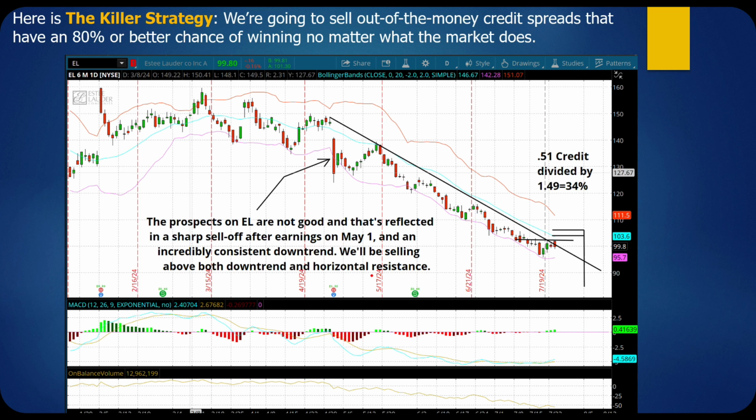So here's another one. This is prospects on EL. Estee Lauder are not good. And that's reflected in a sharp sell-off after earnings on May 1st and an incredibly consistent downtrend. We'll be selling above both downtrend and horizontal resistance. So here's our downtrend. We're selling above that. Here's horizontal resistance. We're selling above that. We sell this call. We buy this call. We get a 51-cent credit divided by 149. That's a 34% return. Once again, a little bit better than we usually do, but heck, we'll take it. Very successful trade, just expired not too long ago. Very happy about that one.